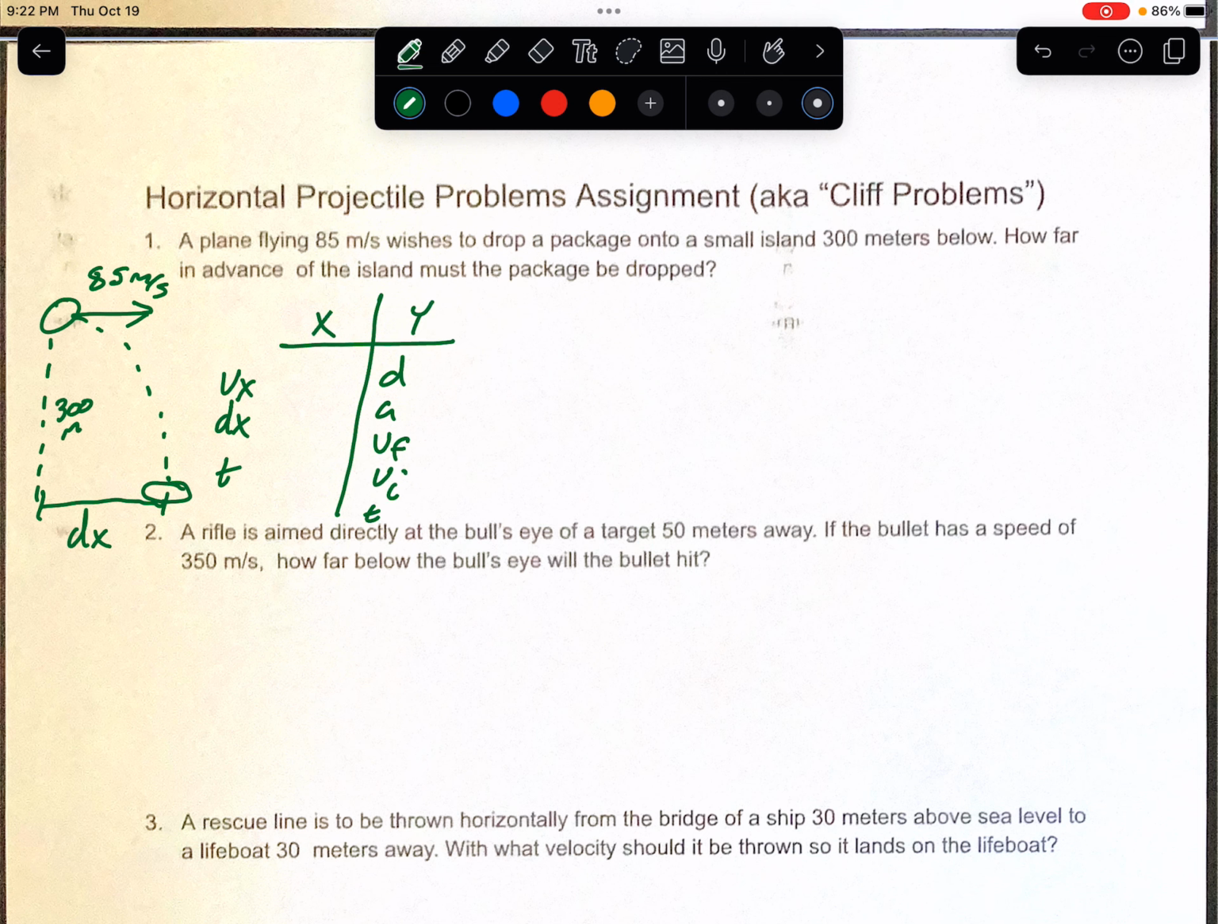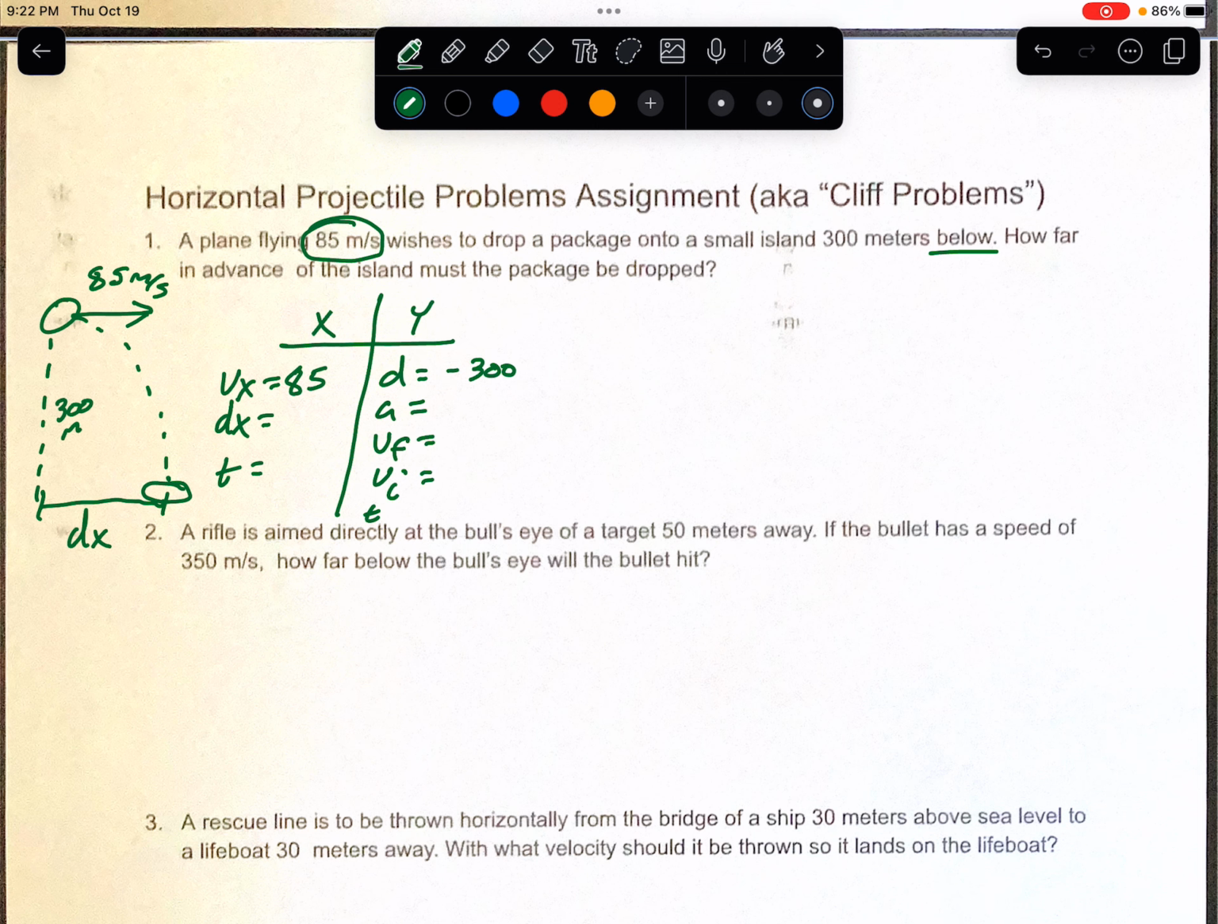Okay, so what we're going to do is fill in things we know. My horizontal velocity is going to be 85, so be careful: 85 meters per second, so pay attention to your units. I've seen people put velocities where distances should be and vice versa. If you notice the units, 85 meters per second is not a distance, that is a velocity. So be careful with that. Now it says the island is 300 meters below, so the keyword there is below, that is your vertical distance. So that is negative 300.